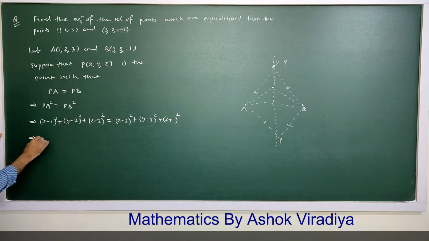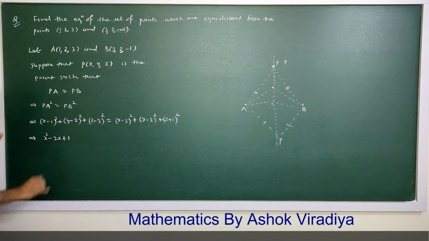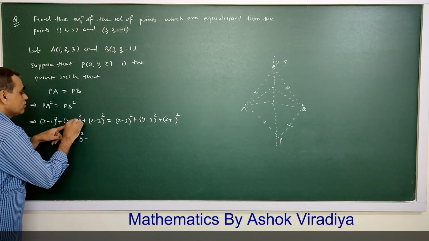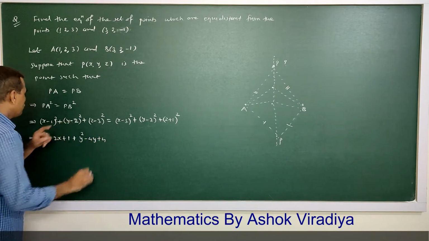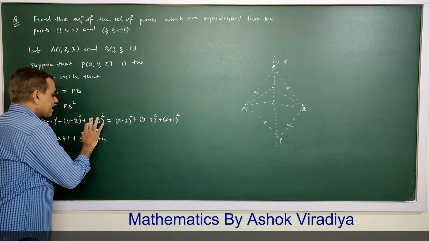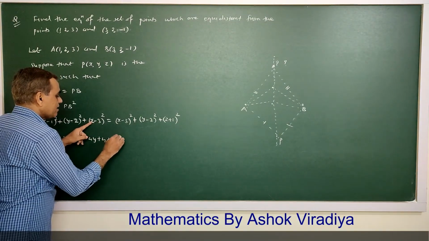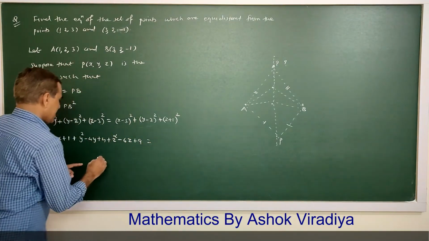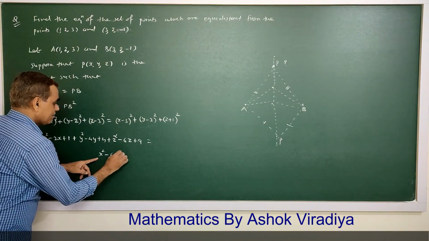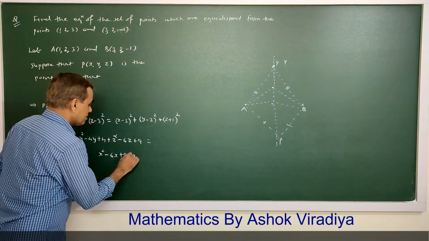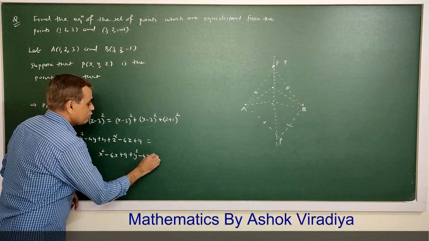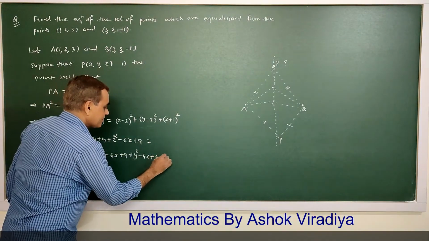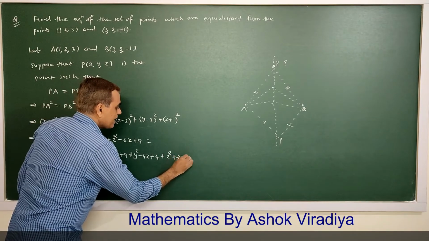So therefore x square minus 2x plus 1 plus y square minus 4y plus 4, and z square minus 6z plus 9. On the other side, x square minus 6x plus 9, y square minus 4y plus 4, then z square plus 2z plus 1.